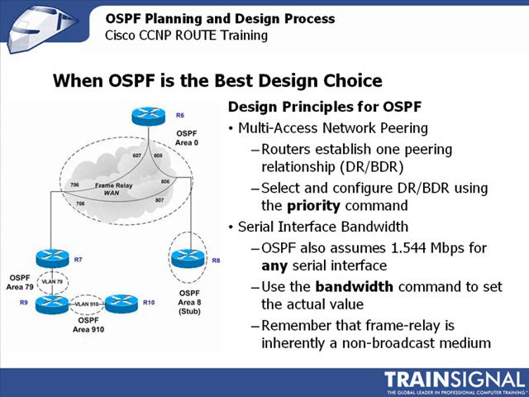Now, serial interface bandwidth in this case is similar to what it is in EIGRP and other routing protocols. It assumes a T1 speed for any serial interface, so 1.544 megabits per second. The actual value should be set using the bandwidth command. And understand that frame relay inherently is not a broadcast medium, but is a non-broadcast medium. So there may be aspects in which you have to manually configure some things that normally would work automatically, for instance, on an Ethernet segment.